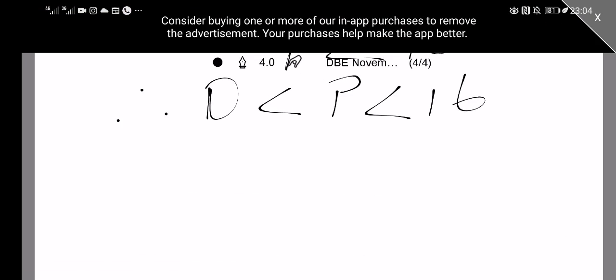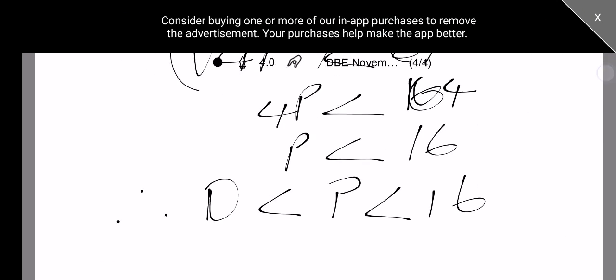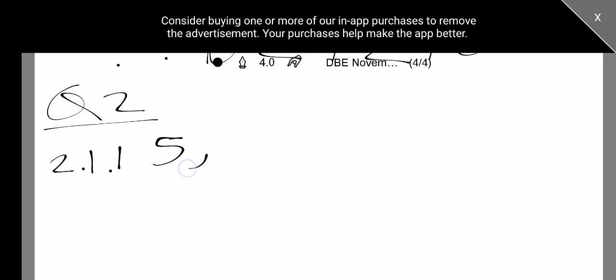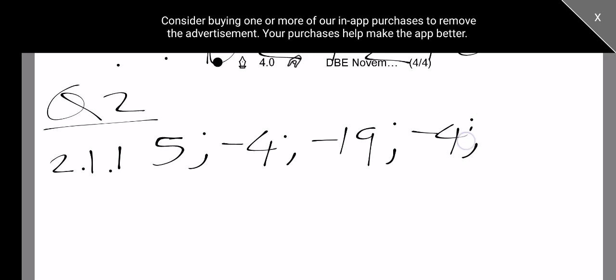Please guys, don't waste your time on this type of question. Question 2.1.1, we had 5, -4, -19, -40.